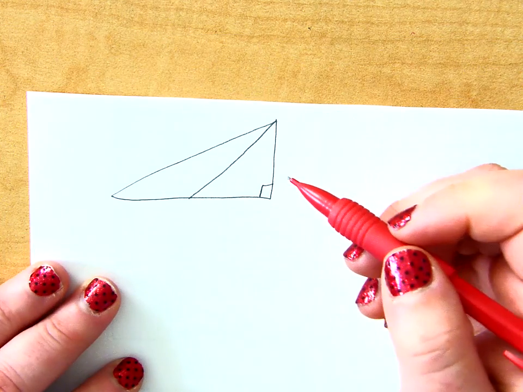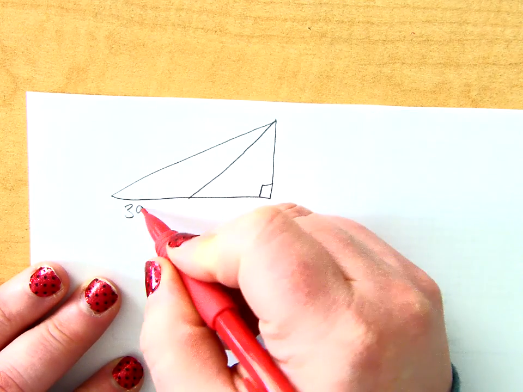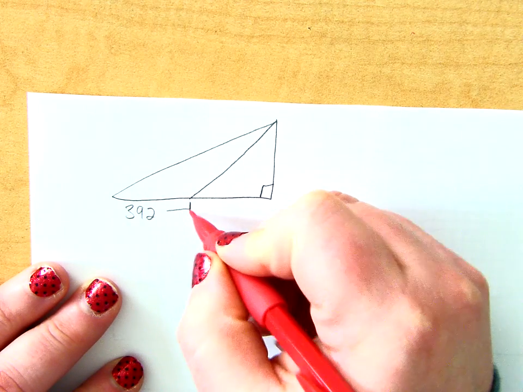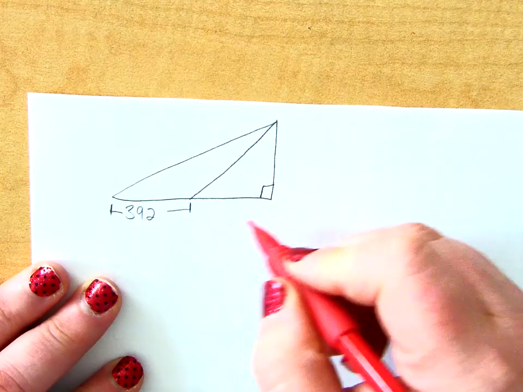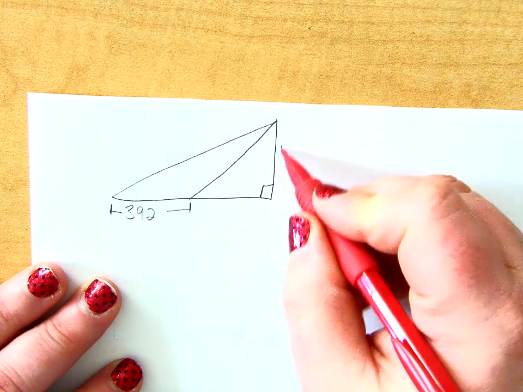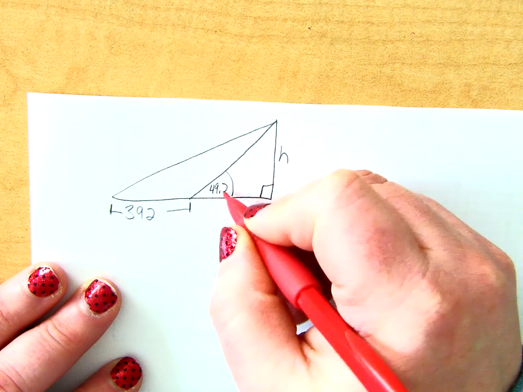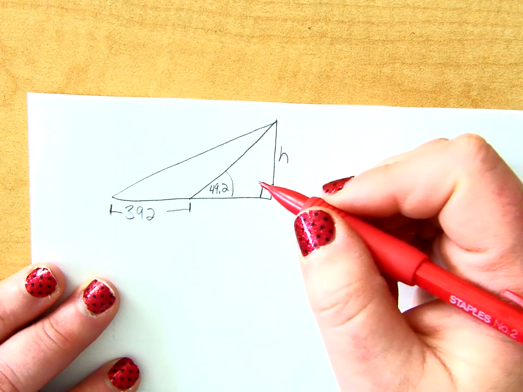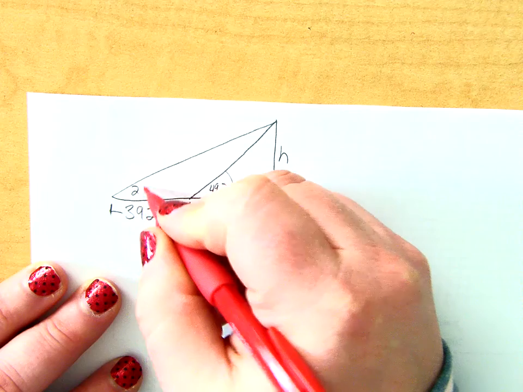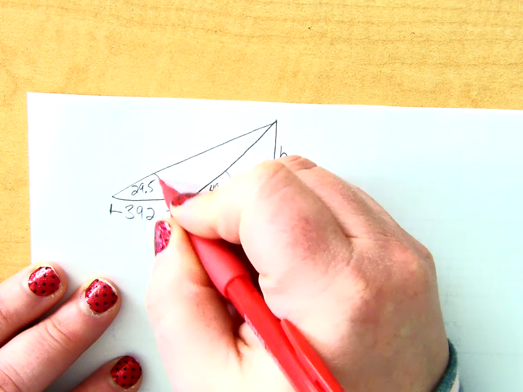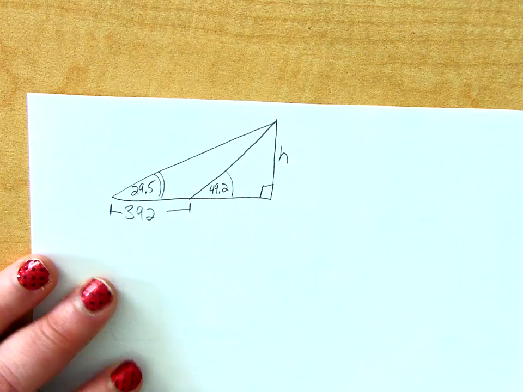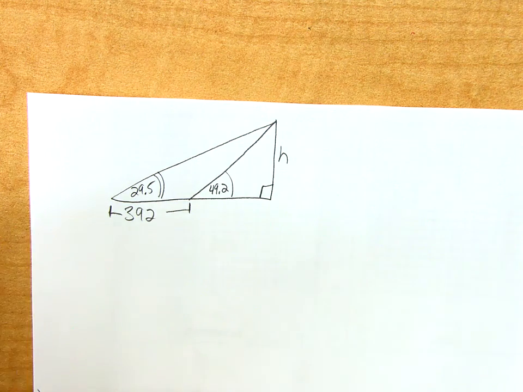Here's what you're given. This is 392, only from here to here. You're trying to find this. You are given these angles. That's a 49.2 and a 29.5. And that's it. That's all you get.